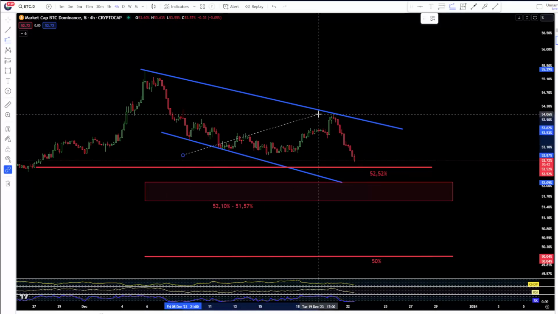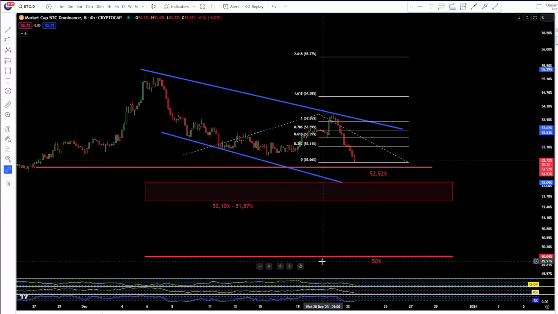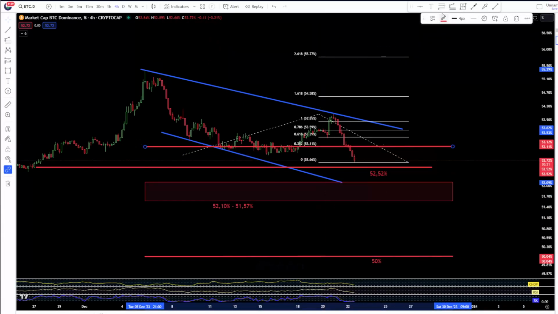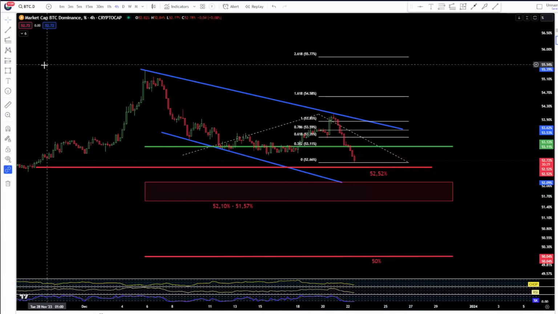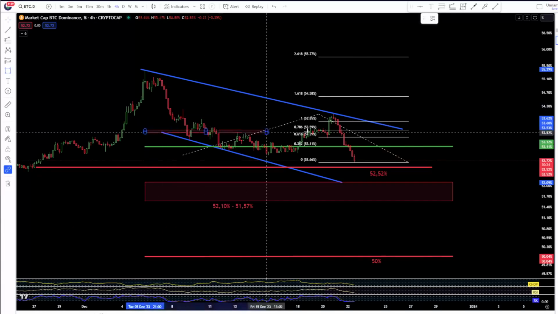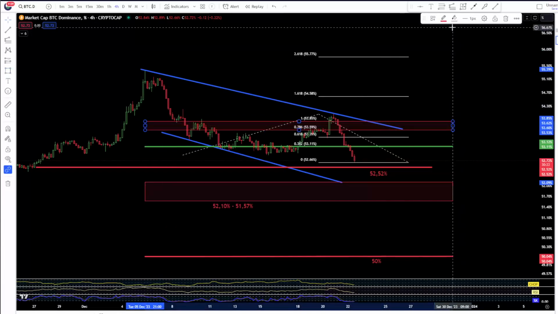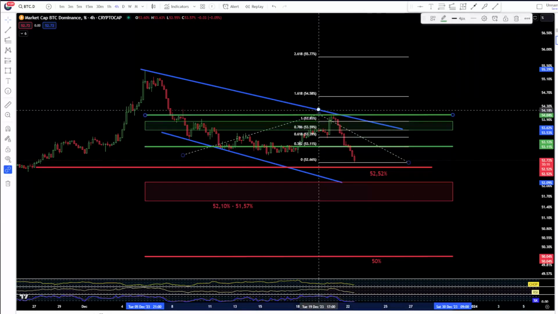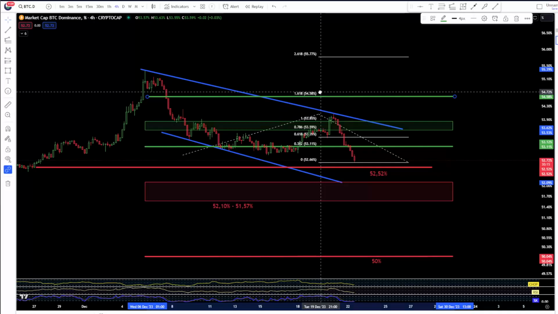Looking the other way, we will check the resistance areas, and here we can see that resistance has formed at the level of 53.12%. Then there is a resistance zone from 53.59% to 53.86%, and then strong resistance around 54.58%.